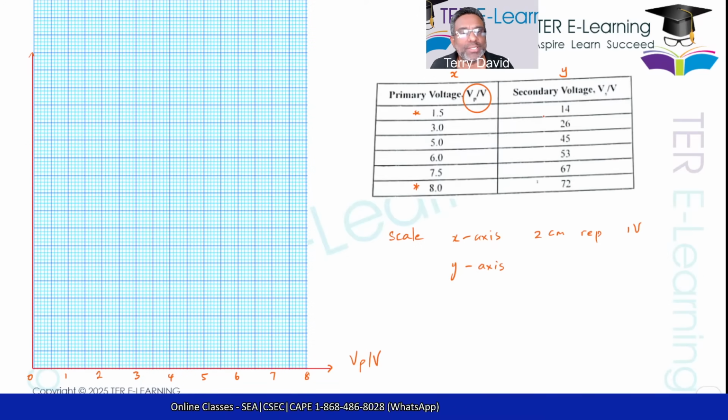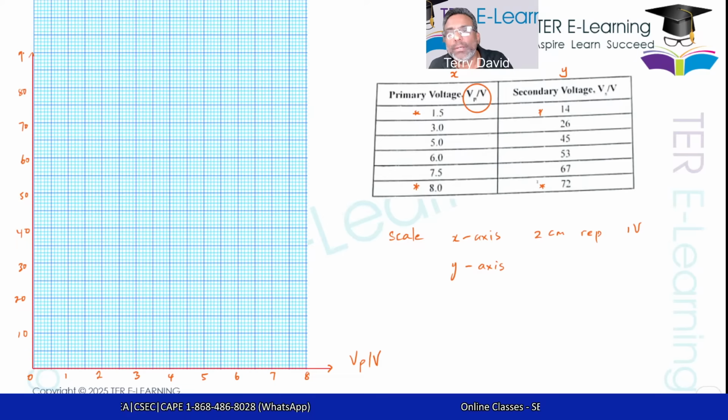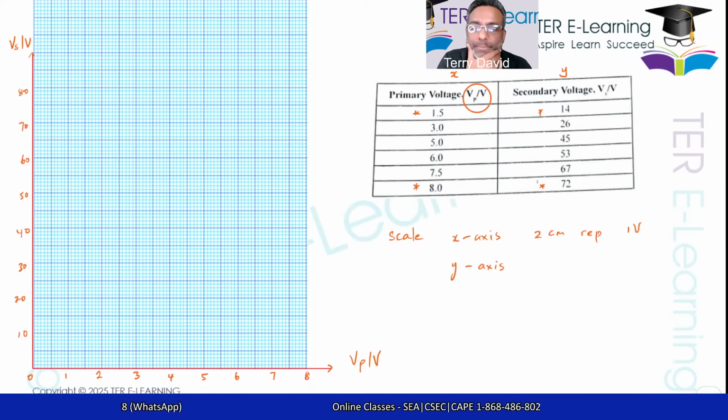On the Y-axis, now you're starting off at 14 and you want to go up to 72. So maybe we can go 10, 20, 30, 40. Right? Yeah, we're going to get up to 72. So we don't need to go that far anyway, right? So let's remove this here. All right, so again, you get a mark for this, so make sure you label. So you're going to label this as VS, that's your secondary voltage, and it's measured in volts, okay?